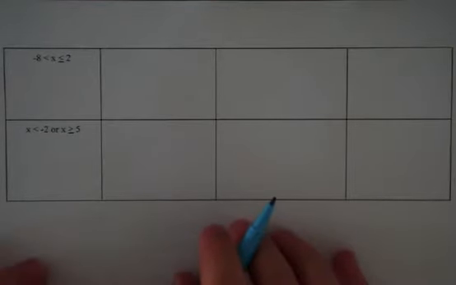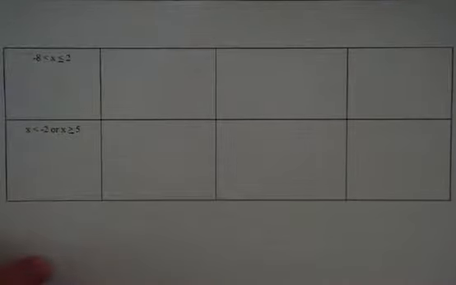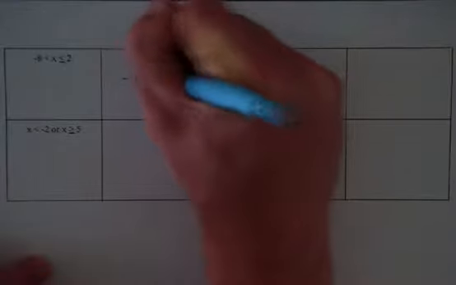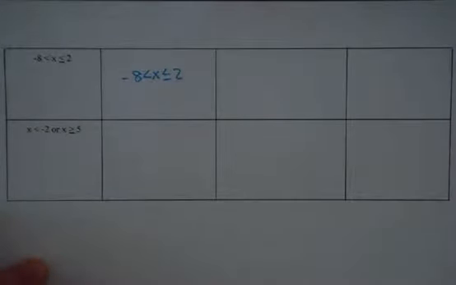Okay? The first one is -8 is less than x, which is less than or equal to 2. Now, there's nothing to solve here, right? We've got a solved solution set. So we can just go ahead and write that in. -8 less than x less than or equal to 2. Is that okay?